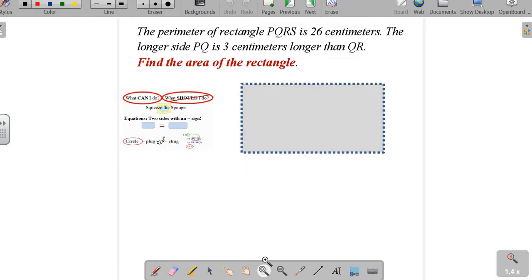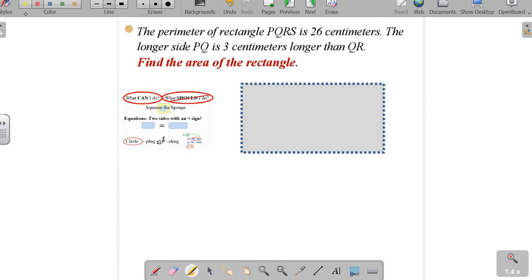Let me demonstrate what 3 body parts 3 times looks like. I want you to put your finger right at that dot. I have my electronic finger here. I'd like you to read out loud with your finger on the paper as I also read. Read with me out loud. The perimeter of rectangle PQRS is 26 centimeters. The longer side PQ is 3 centimeters longer than QR. Find the area of the rectangle.